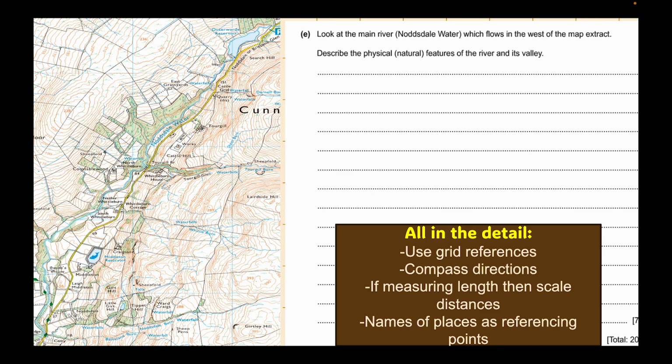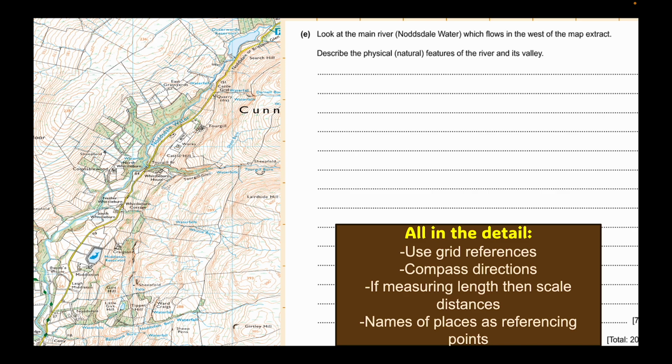Describe the physical natural features of the valley and the river. So before I show you the answers, I've included this. This is what you should really be including just to boost the quality of your answer, and you may be credited with the detail. Okay, so I've put in all the detail. Here are 4 different aspects to improve the quality of your written answers.